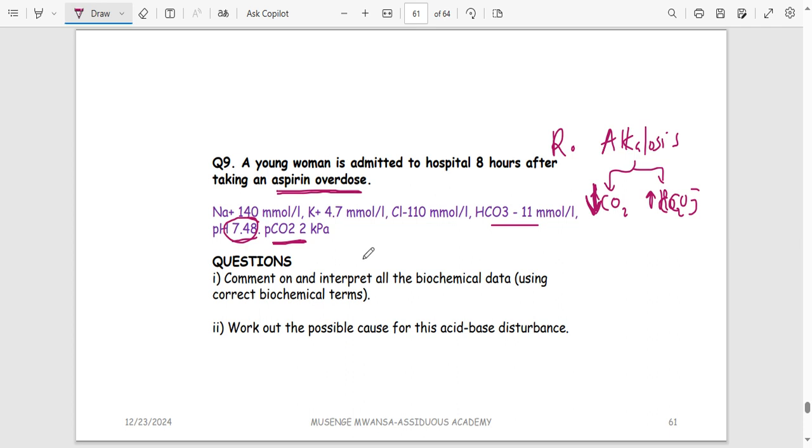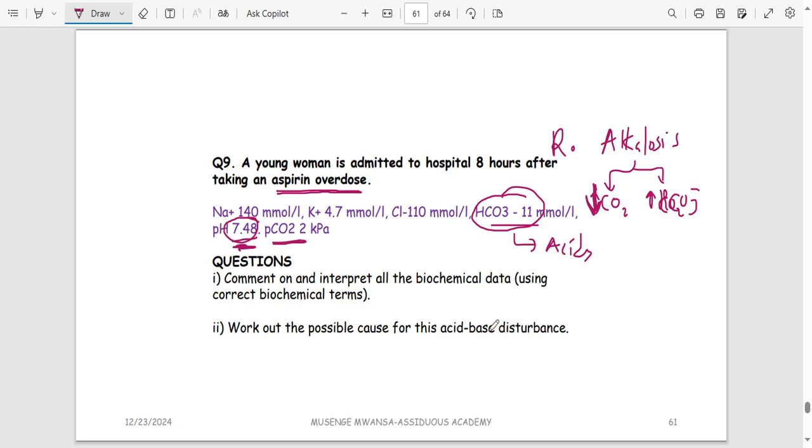So instead, we can call it a mixed acid-base disturbance, because where you have got bicarbonate being low, it is telling you acidosis. And where you have got the pH being like this, it is telling you alkalosis. If this was a chronic condition, we would have said yes, there's compensation, but this is aspirin overdose. There is no way there's going to be that compensation. So this is going to be a mixed acid-base disturbance.